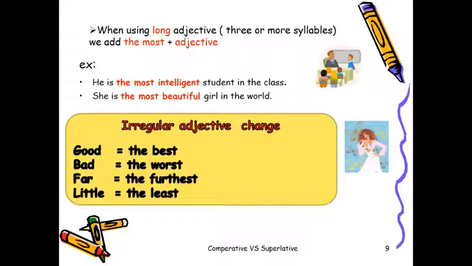When we use a long adjective, we add the most plus adjective. I have provided you with two examples. He's the most intelligent student in the class. She's the most beautiful girl in the world.